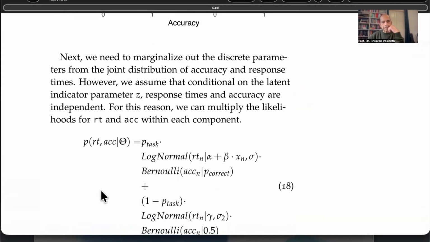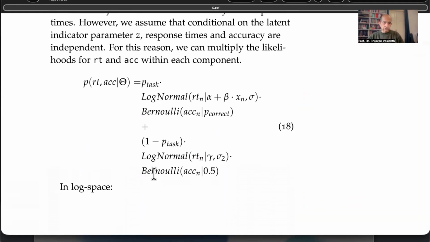Now we are going to write out the model in the usual way by marginalizing out the z values, right? So this is what we saw earlier. And because the response times and the accuracies are just assumed to be independent, we are able to multiply all these out. This multiplication is possible between the log normal and the Bernoulli likelihoods because the accuracies and reaction times are independent. So this is what the marginalized version of the mixture model will look like.